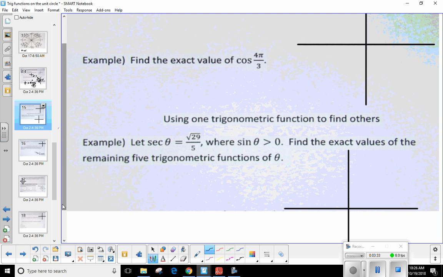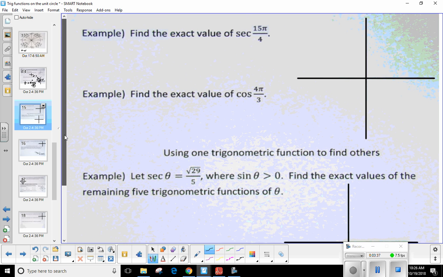Okay, so the cosine of 4 pi over 3. The first step, we've got to figure out what quadrant that angle is going to put my terminal side in. Kimberly, can you help me out with that? 4 pi over 3. Where would that put the terminal side? I'm sorry? Third, absolutely right. Because we have 0 radians. This is pi over 2. We have pi, 3 pi over 2, and then 2 pi.